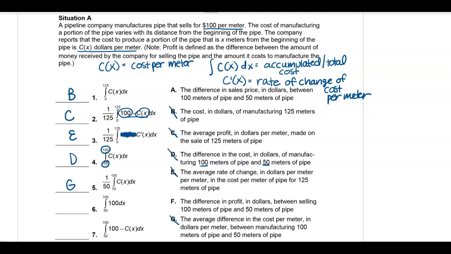Number 6, this is just going to be sales price. So it looks like difference in sales price, 50 and 100 meters of pipe. So that's going to be A, because sales price is $100 per meter from up above. And the last one's got to be F. Let's make sure it makes sense. Difference in profit between 50 meters and 100 meters. Yep, makes sense. 50, 100. Profit is going to be $100, what money you make per meter, and then integrating the rate will give you your accumulated cost.